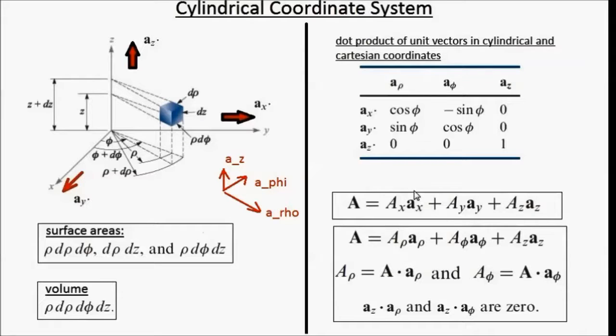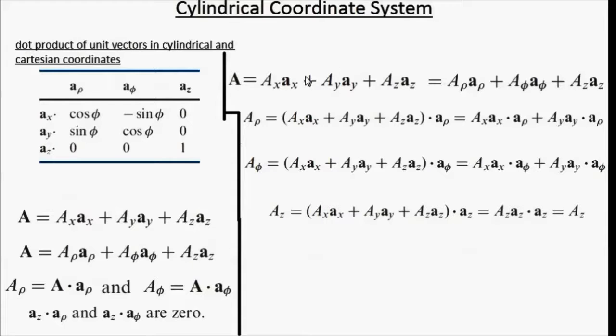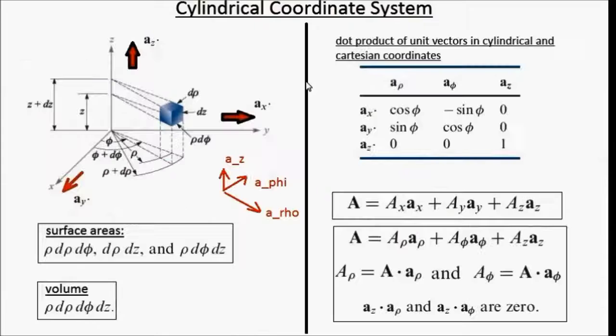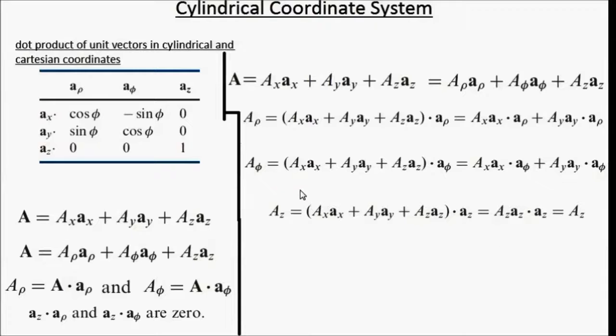So this calculation shows how this table could be used for converting one coordinate system to other coordinate system. The components of any vector can be computed by using this table.